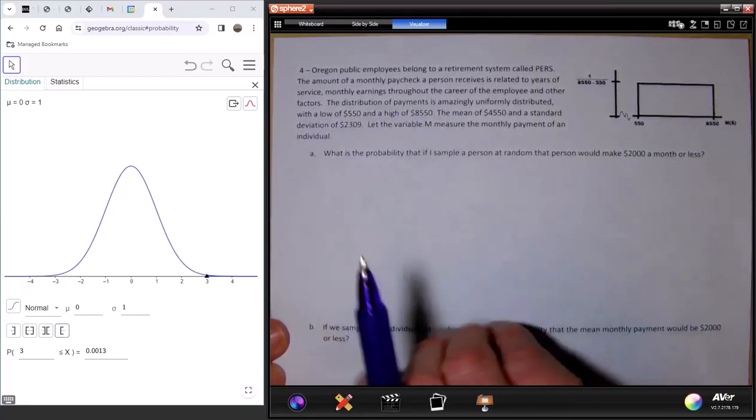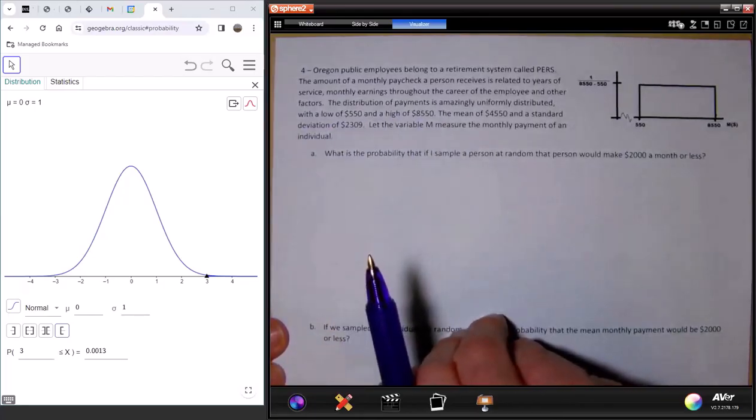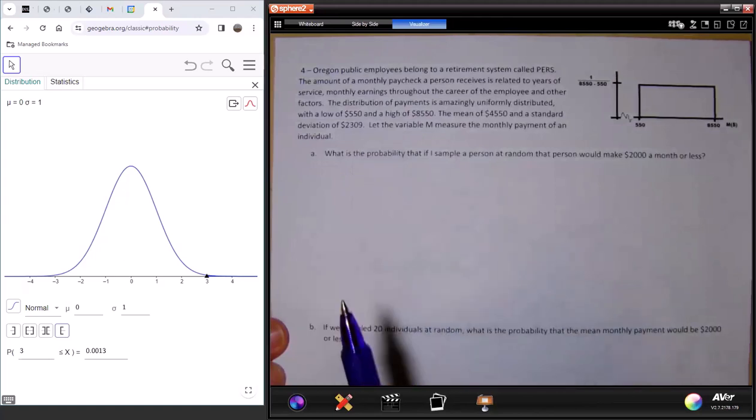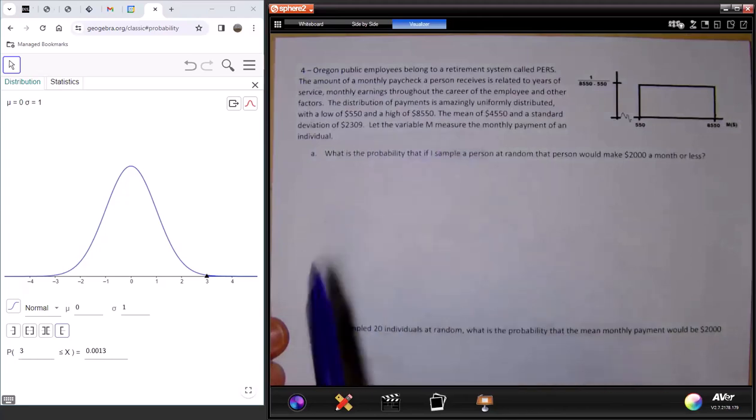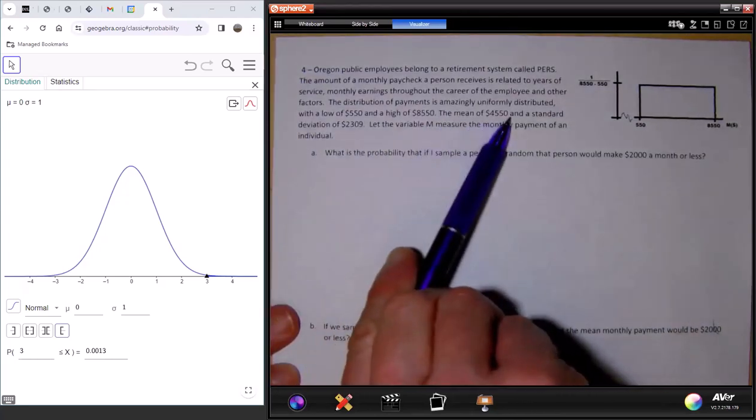Oregon public employees belong to a retirement system called PERS. The amount of monthly paycheck a person receives relates to years of service, monthly earnings throughout the career, and other factors. The distribution of payments is amazingly uniformly distributed. The mean of this distribution is 450.